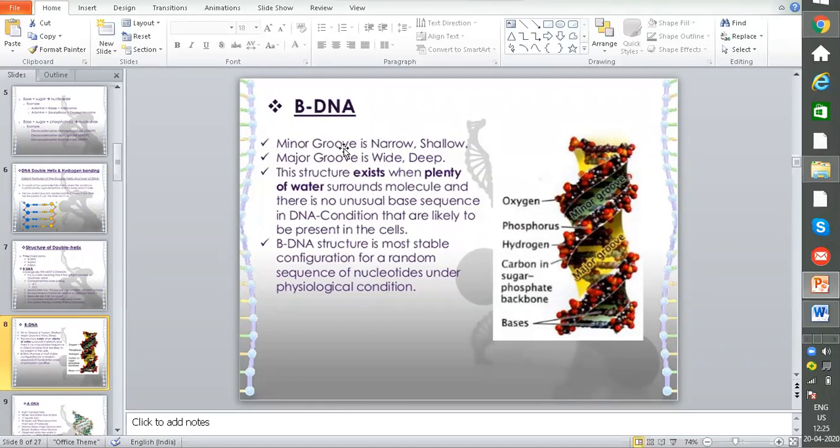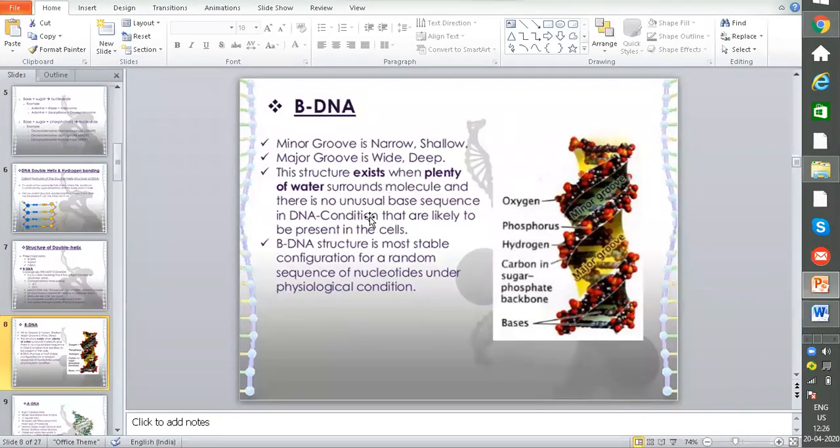And here we have two important groves. This DNA helical structure produces two types of grooves, that is the major groove and the minor groove. So this is the minor groove, and this is the major groove. The minor groove is narrow compared with the major groove. The minor groove is narrow and shallow, and the major groove is wide and deep.